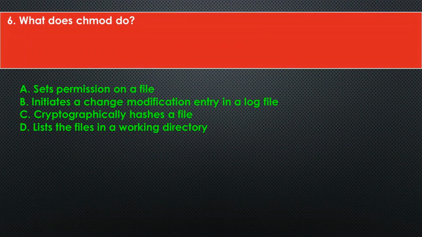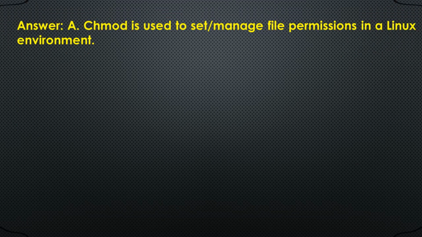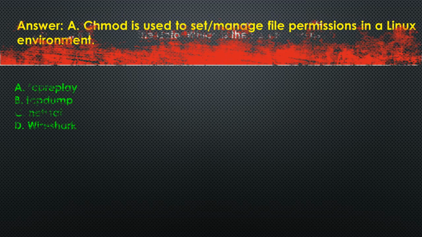6. What does mod do? A. sets permission on a file. B. initiates a change modification entry in a log file. C. cryptographically hashes a file. D. lists the files in a working directory. Answer: A. mod is used to set/manage file permissions in a Linux environment.